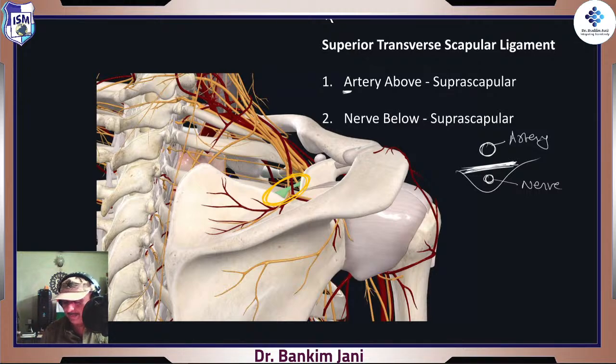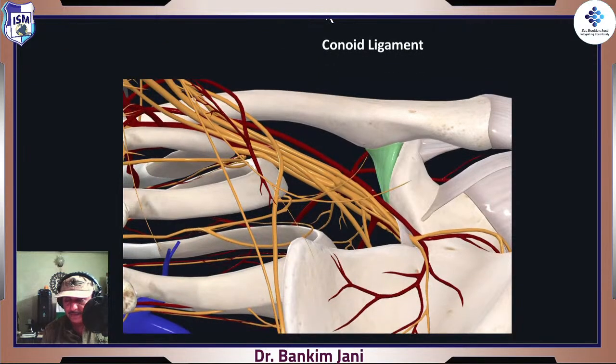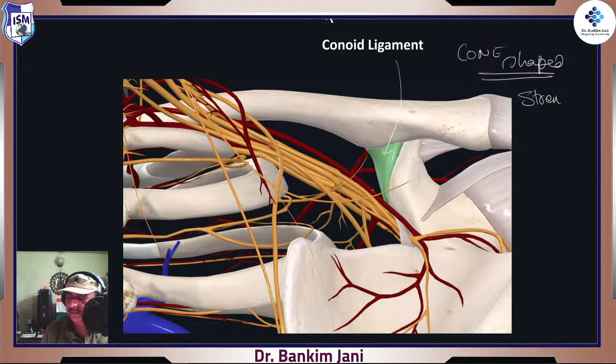That's how we remember. And finally, this is the conoid ligament, right? And this conoid ligament is cone-shaped. Whenever cone shapes are there, it gives strength, right? It keeps the clavicle near the coracoid process, so that the joint is not disrupted. It just gives strength.